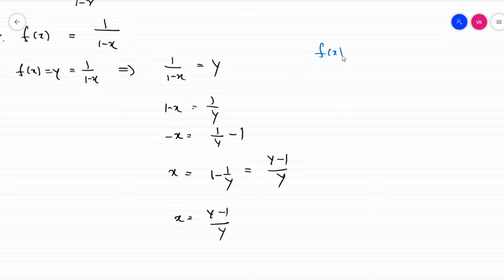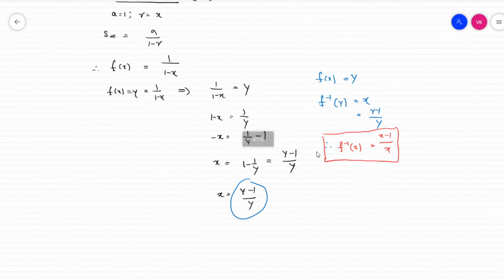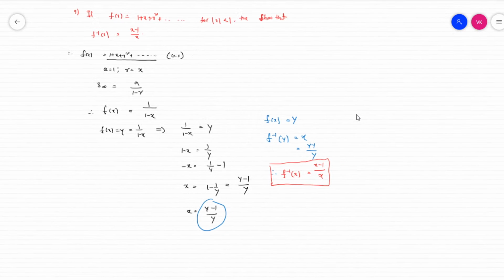Here f of x is equal to, we can write as y. Then f inverse of y is equal to, we can write as x. Here the x value we got is y minus 1 by y. Then we have to find the f inverse of x, so we write x in the given values. So that's why we proved that f inverse of x is equal to x minus 1 by x. That's the answer. Okay, this is the answer for the ninth one.